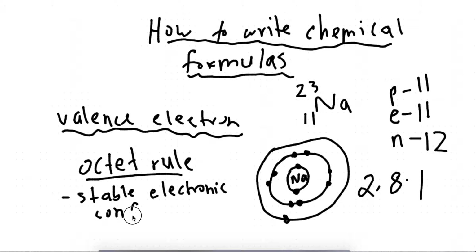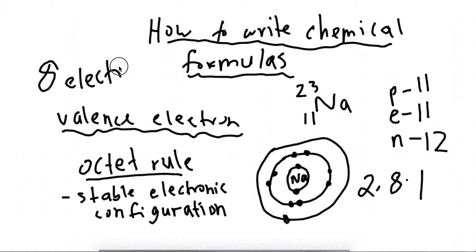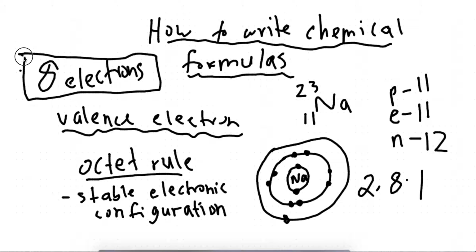Now, how do we get a stable electronic configuration? We get a stable electronic configuration by having the last shell be filled with 8 electrons, exactly 8 electrons. This is very important. Now let's look at the electronic configuration of sodium. 2.8.1, the last shell has 1 electron. How will it become, or how do we make it stable? How do we enable sodium to follow the octet rule?